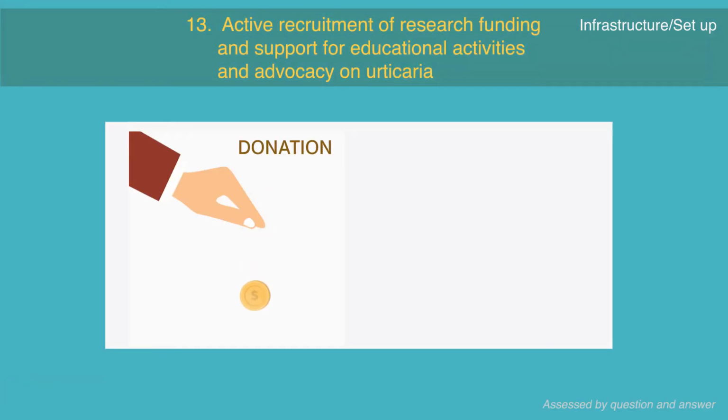Number 13. Active recruitment of research funding and support for educational activities and advocacy on urticaria. The centre can provide documentation of efforts to recruit funding, grant applications, donation programme. The documentation in the audit report should include the name of the organisations that the centre approached for research funding and for the support of education and advocacy activities.